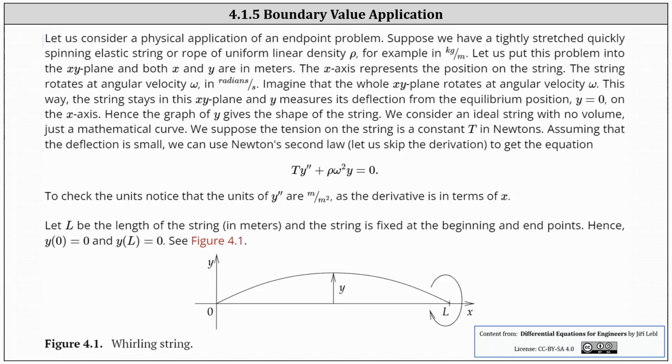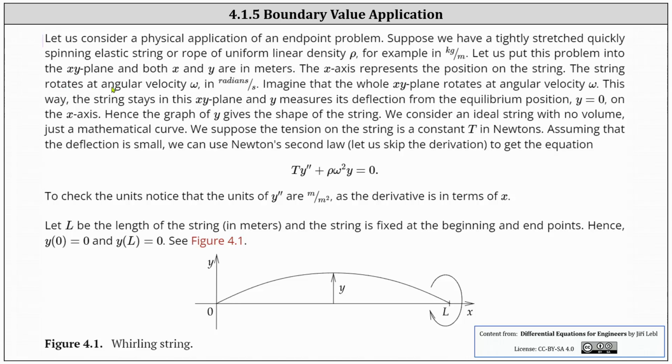In this lesson, we'll consider a physical application of an endpoint problem or boundary value problem. Suppose we have a tightly stretched, quickly spinning elastic string or rope of uniform linear density ρ, for example in kilograms per meter. Let us put this problem into the xy plane, and both x and y are in meters. The x-axis represents the position on the string.